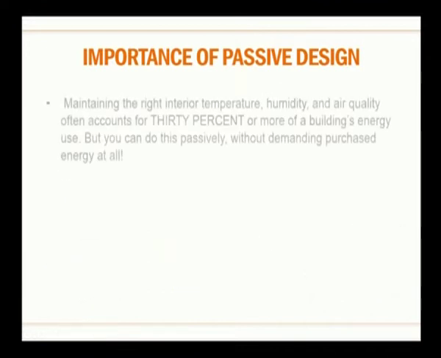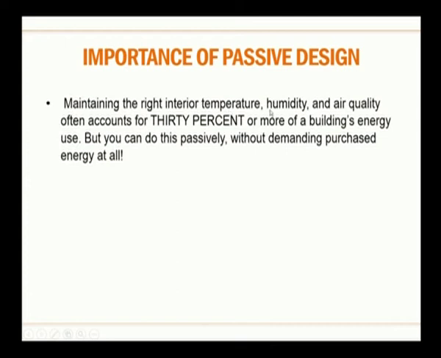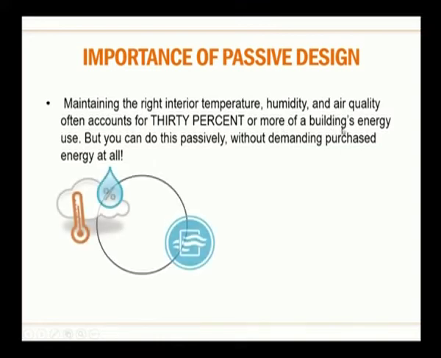And importance of passive design: maintaining the right interior temperature, humidity and air quality often accounts for 30% or more of a building's energy use, but you can do this passively without demanding purchased energy at all. So, to maintain a certain temperature, we are using air conditioning or room heaters, which accounts for almost 30% of energy use within the building. So when you are rightly orienting your buildings and making use of all the passive design principles which will be followed in the subject, we can reduce the usage of external systems or completely ignore them.